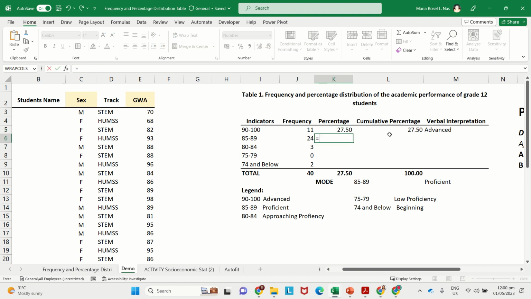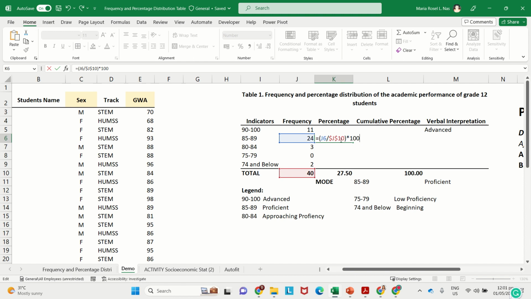So again, equal sign and then select the frequency and then divide it by the total number. So in this case, we need to add here the $ sign so that J10 will not be moving, and then multiply by 100.